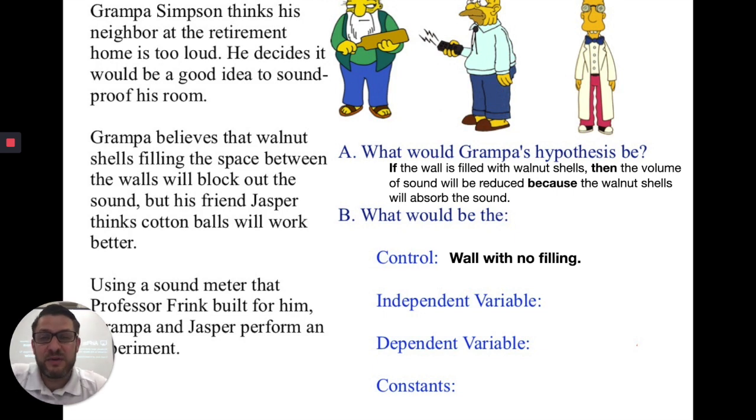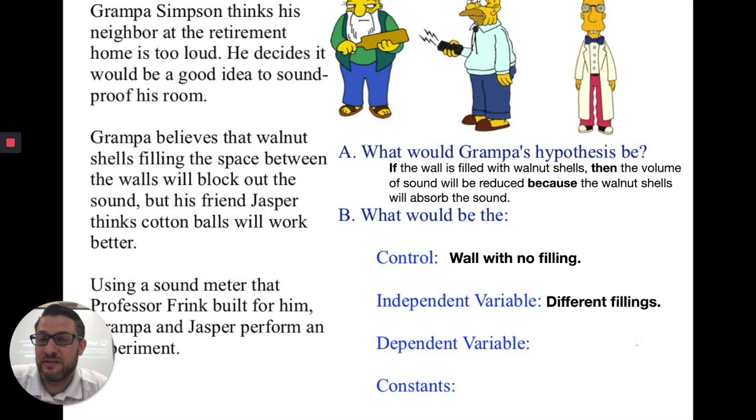and then we can see, does it make a difference? Next, we need to ask ourselves, what's our independent variable? Remember, the independent variable is the manipulated variable. This is the thing that we're changing from one experiment to the next. Here, our independent variable is the different fillings, so the walnut shells versus the cotton balls.